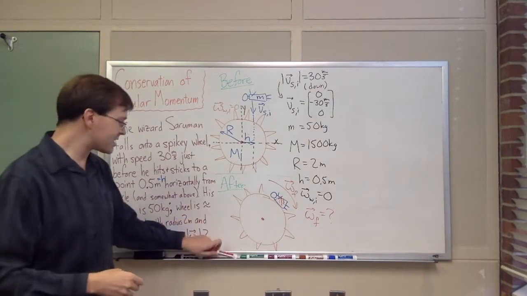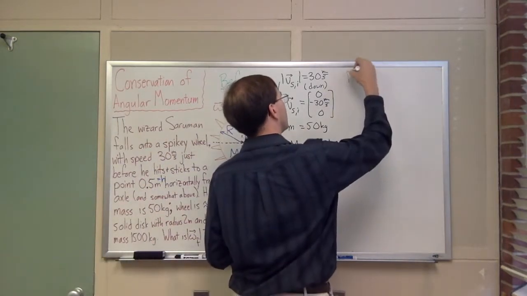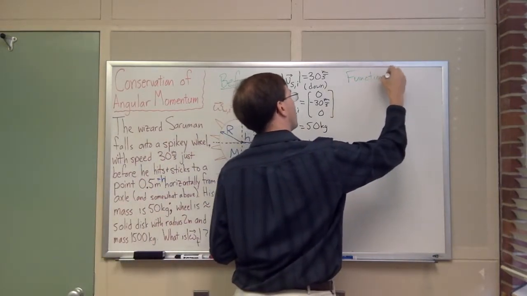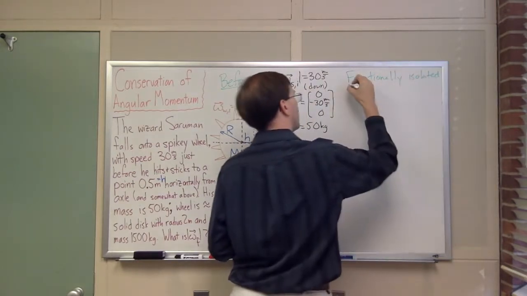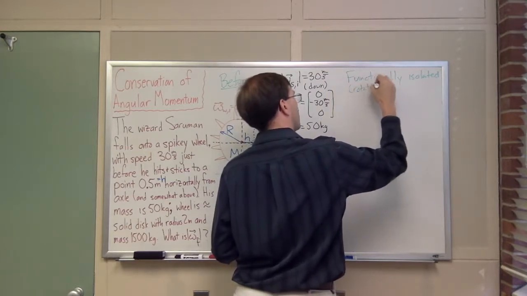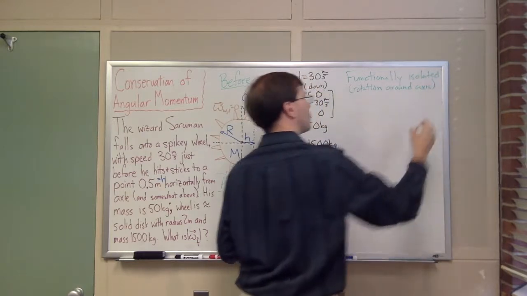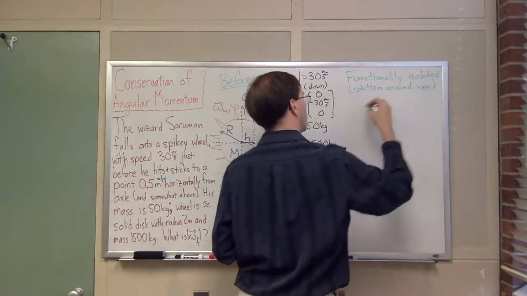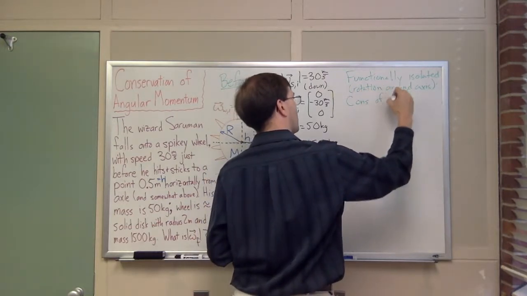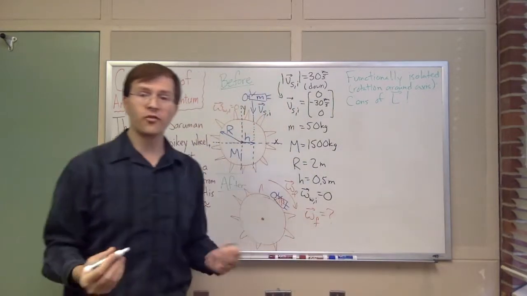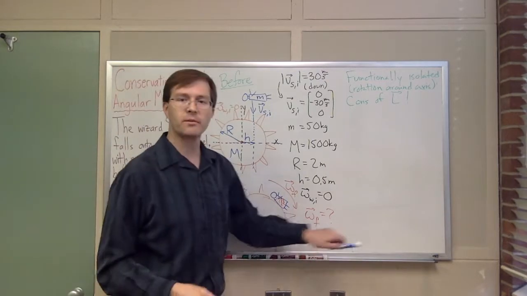So okay, because the system we argued was functionally isolated for rotation around the axis of the center of the wheel, we will use conservation of angular momentum. Conservation laws are wonderful. We get to use them. I'm happy. So, okay, what are we going to do? How do we use conservation of angular momentum to solve this problem?